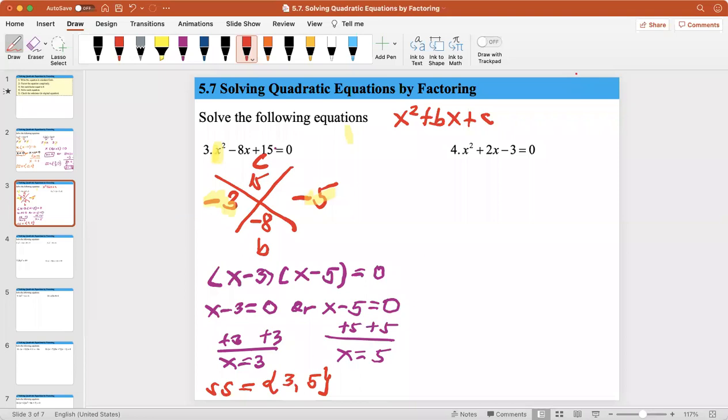x squared plus 2x minus 3 equals 0. Same thing as number 3. We take c as a product and b as a sum. So in the diagram, we'll have to put this. How do we put it in the diagram? Here negative 3 and then 2, positive 2. Our product is negative 3, which is on top, and the sum is under that, 2.